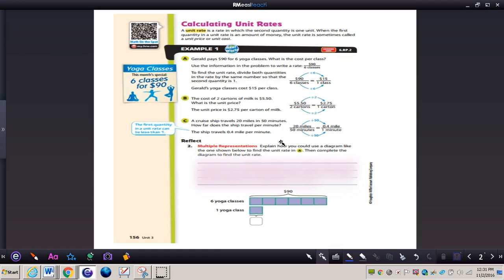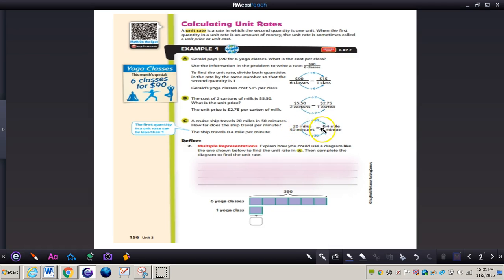Okay, letter C. Let's take a look at this. It says a cruise ship travels 20 miles in 50 minutes. How far does the ship travel per minute? Now, what we can see here, I said before, usually it's the smaller number that you can divide by, but since it's asking per minute, we cannot divide both of these by 20. We have to divide by the quantity that it was talking about, or by the unit it was talking about, per minute. So we need to divide by 50 because that's how many minutes there are.